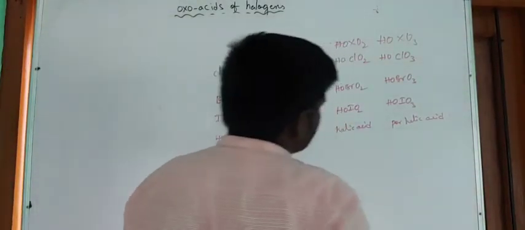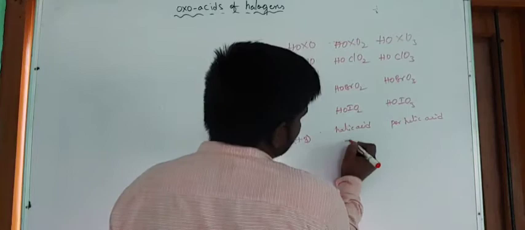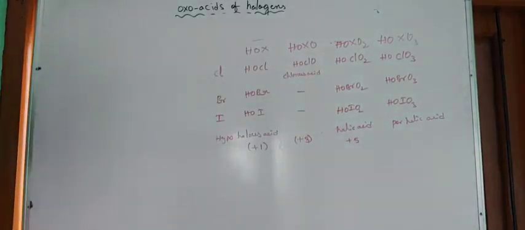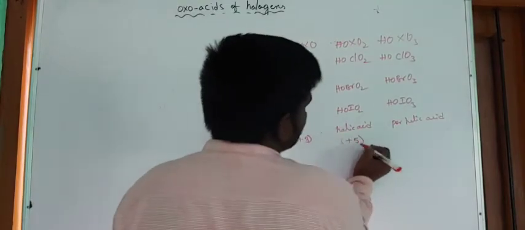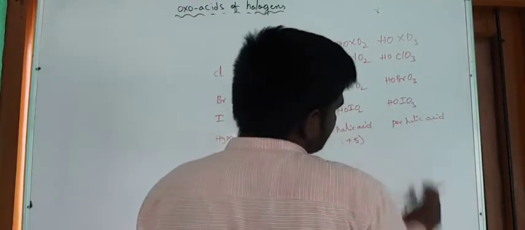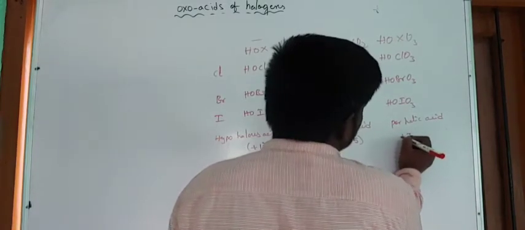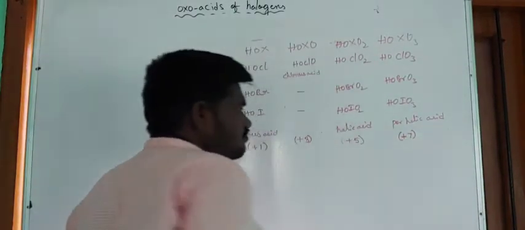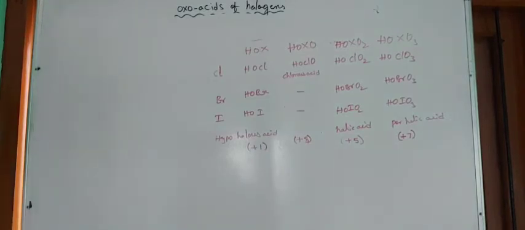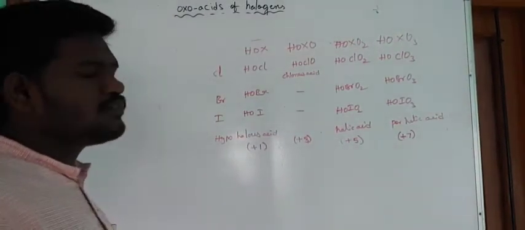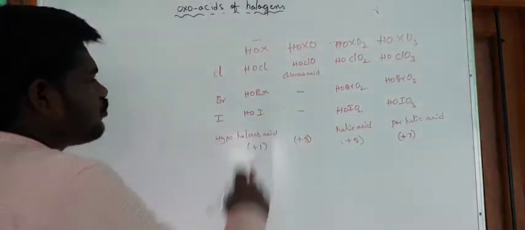And here in halic acid, each halogen contains +5 oxidation state. And the next one, here these are the perhalic acids. Here each halogen has +7 oxidation state. So this is about the naming of the oxo acids of the halogens and their respective formulas and their oxidation states.